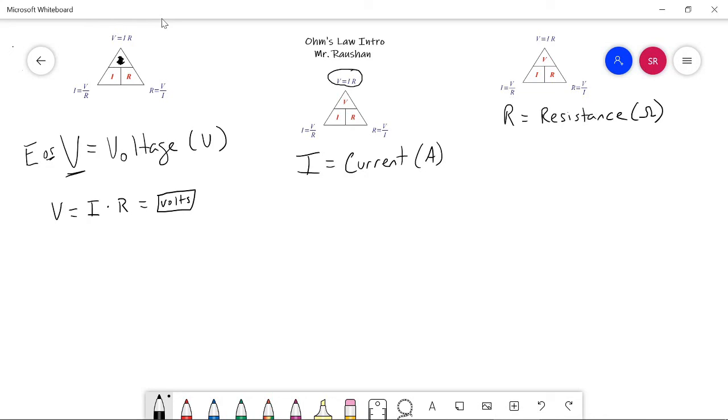Then you have the formula for current. Same setup, take your thumb and cover the I so you can't see the I anymore. And what are you left with? V over R, right? So I is equal to V over R. And your answer will be in amps or milliamps, microamps, however you want to do it.